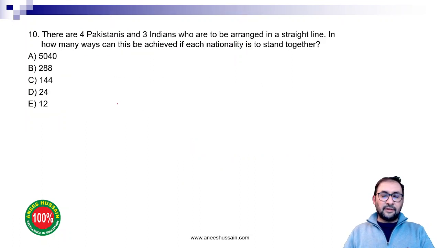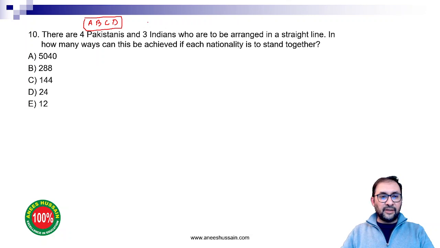Question number 10. There are 4 Pakistanis and 3 Indians who are to be arranged in a straight line. In how many ways can this be achieved if each nationality is to stand together? So we have 4 Pakistanis. Let's call them A, B, C, D.